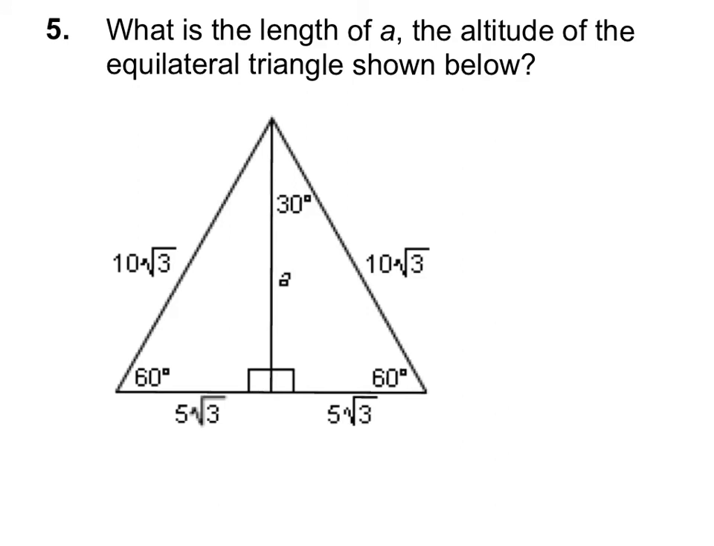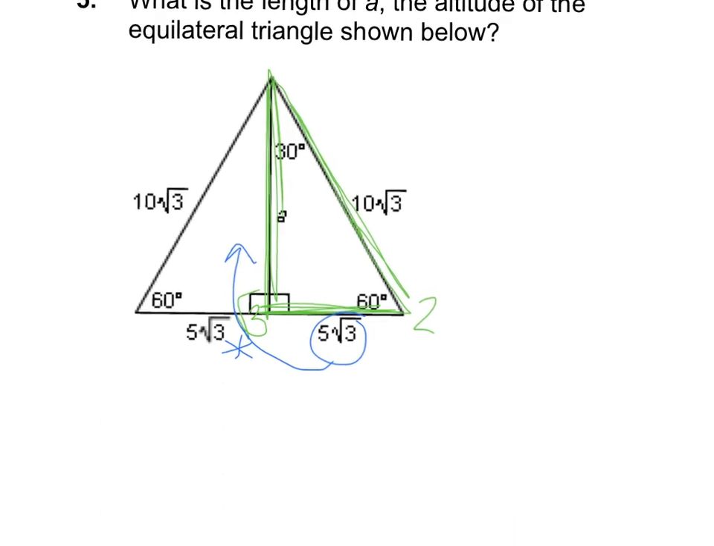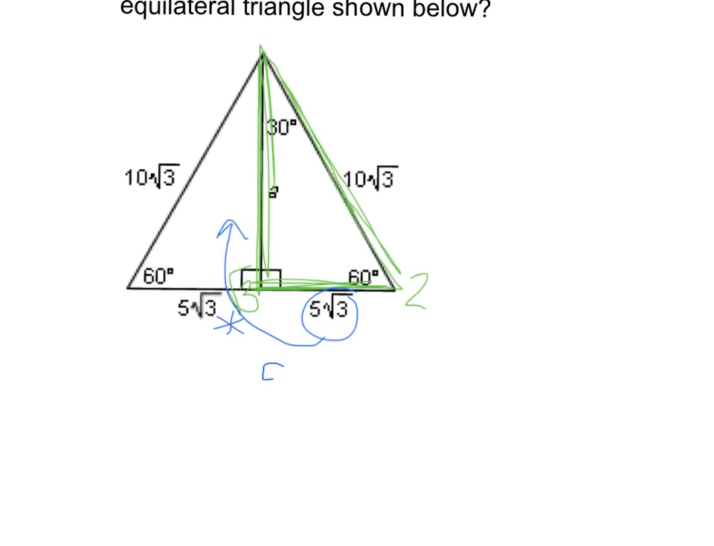Question 5 asks me, what is the length of A, the altitude of the equilateral triangle shown below? Well, I have a right triangle here. My magic numbers are 2 and square root of 3, because it's 30, 60, 90. So I know what this side is. I need to get this side, so I'm going to be multiplying. So I'm going to multiply 5 square root of 3 times the square root of 3.